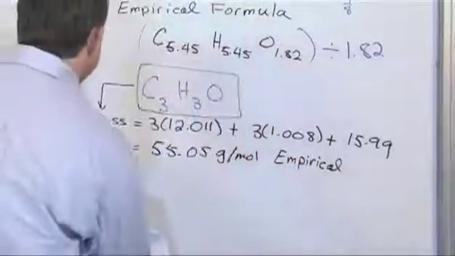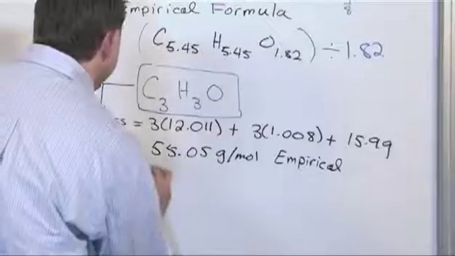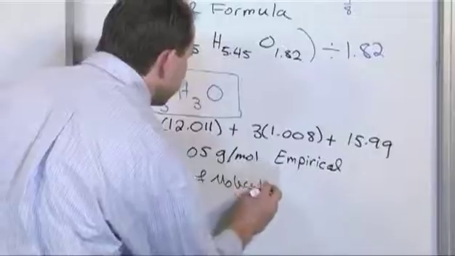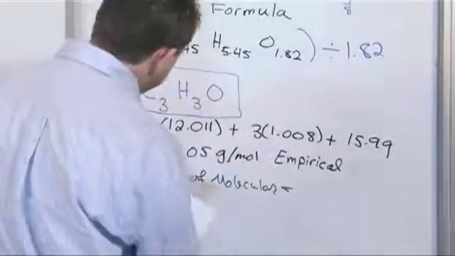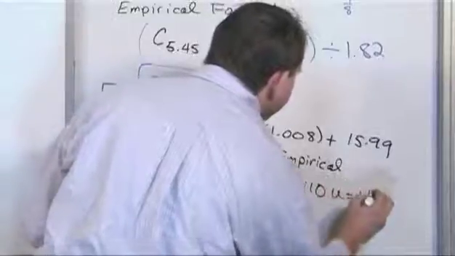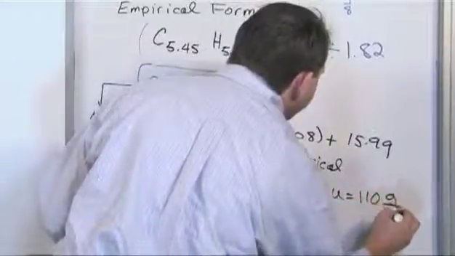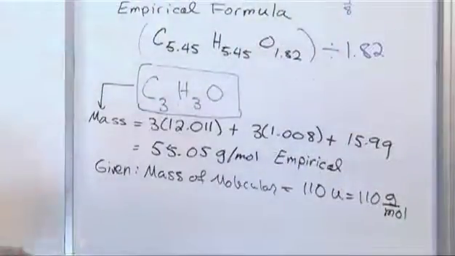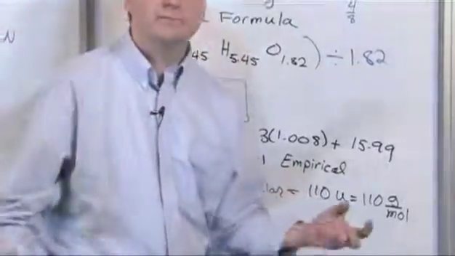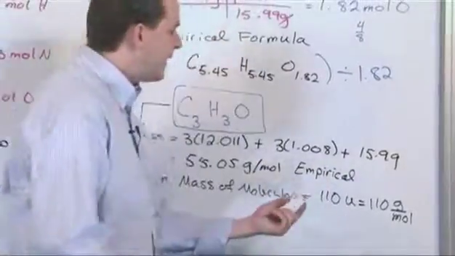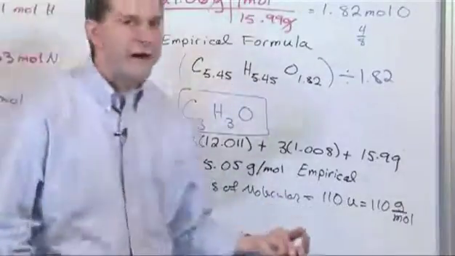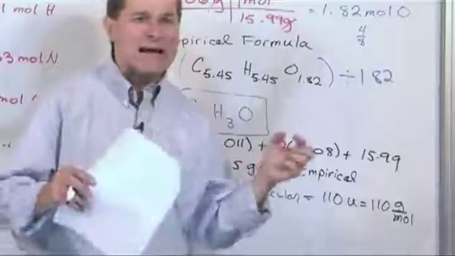Now we're given the mass of the molecular formula is equal to, what do we get here? 110. 110 atomic mass units, which is 110 grams per mole. They're the same thing. So you look at this and you say, well, the mass of this guy is 55 and some change. Mass of this guy is 110 and some change. That looks like double, doesn't it? If you take 110 divided by 55.05, it's going to be very, very close to 2. It's going to be 1.99999 something.